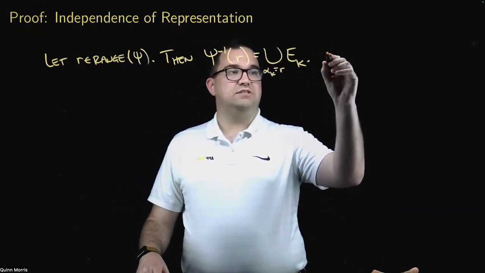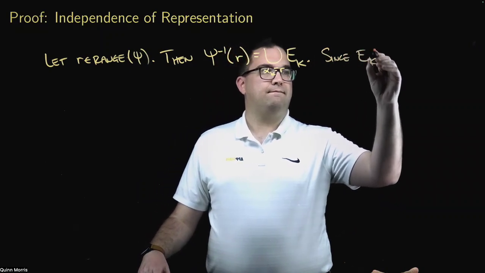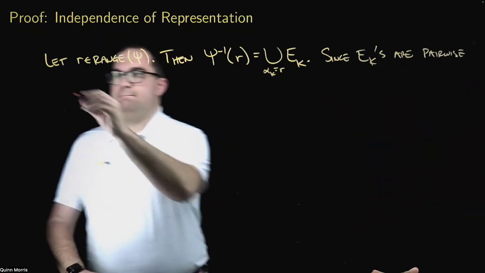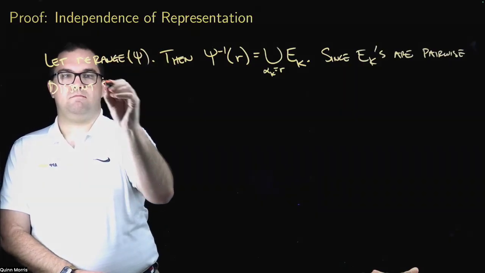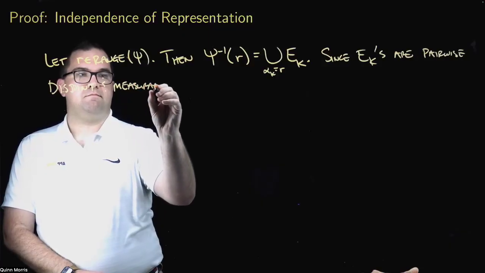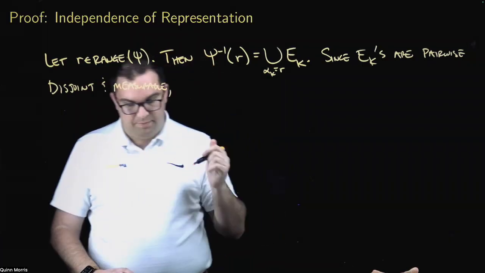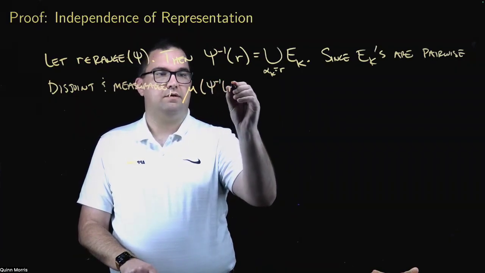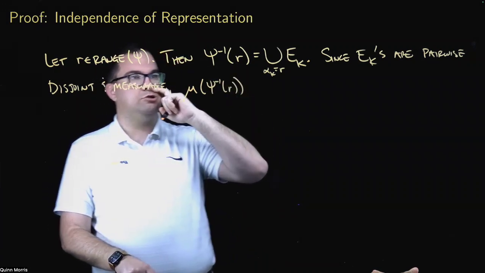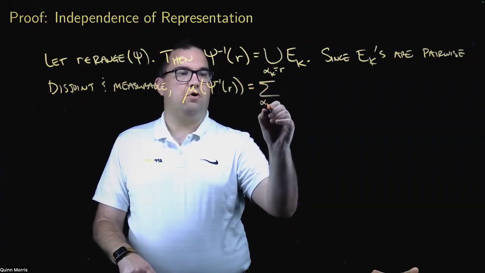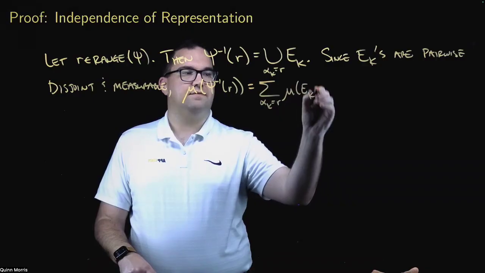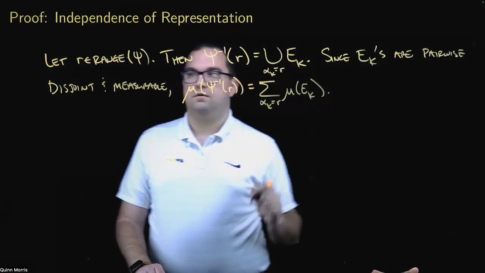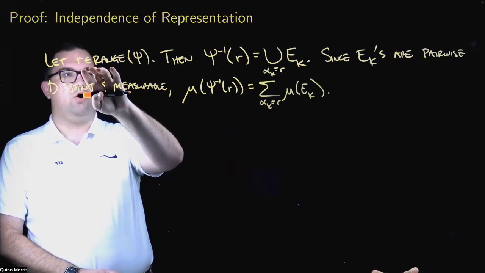Since these E_k are pairwise disjoint and measurable, we can use the additivity of the Lebesgue measure to get that the Lebesgue measure of the preimage of r is equal to the sum over all a_k equal to r of the measures of the E_k. So this works for every r in my range.